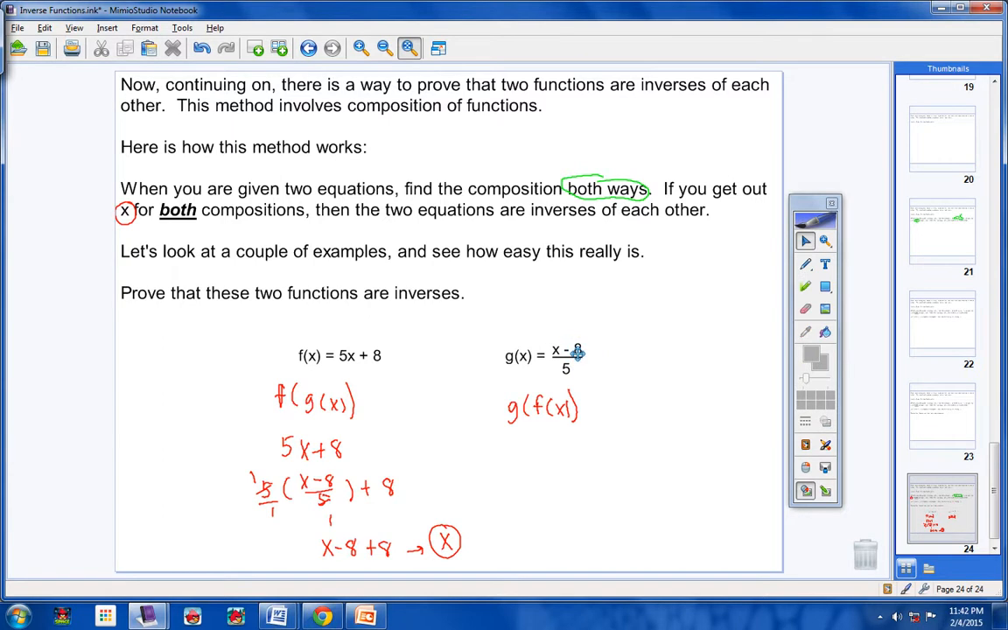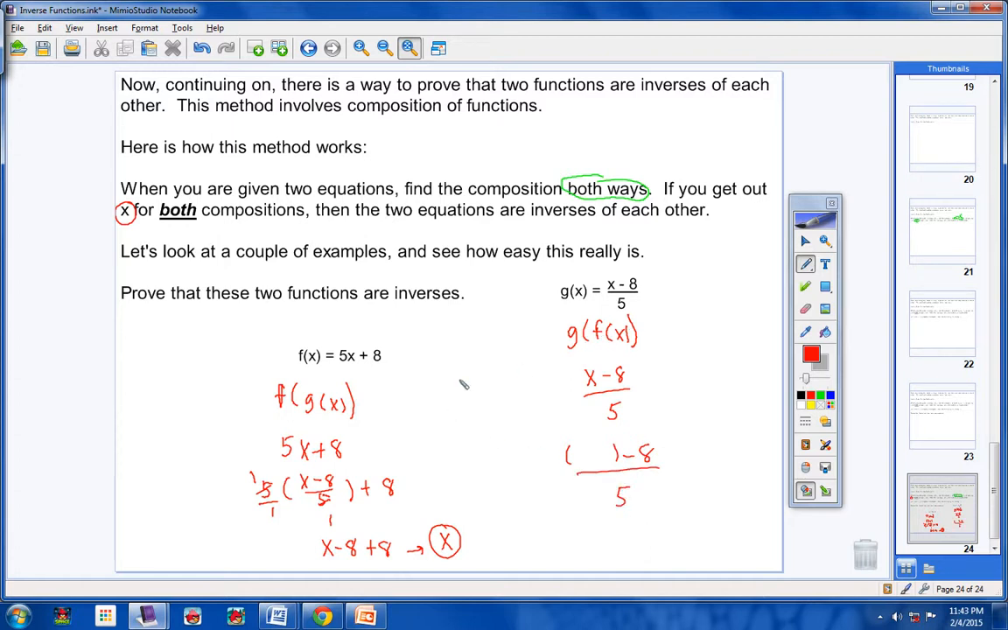But remember, it has to work in both directions, okay? So, now let's go ahead and find g of f of x. So my outside function is g. So I'm going to take my g function, and where there's an x, I'm going to put a pretty big parentheses, okay? Now, my next function is f on the inside. So I pick up f and I put it right here.